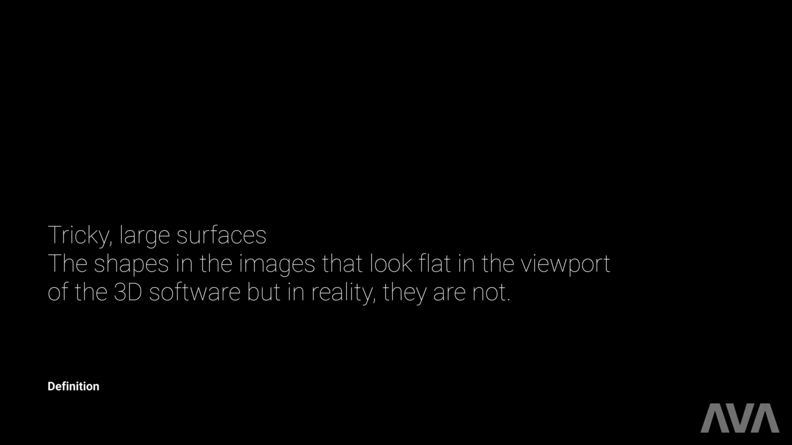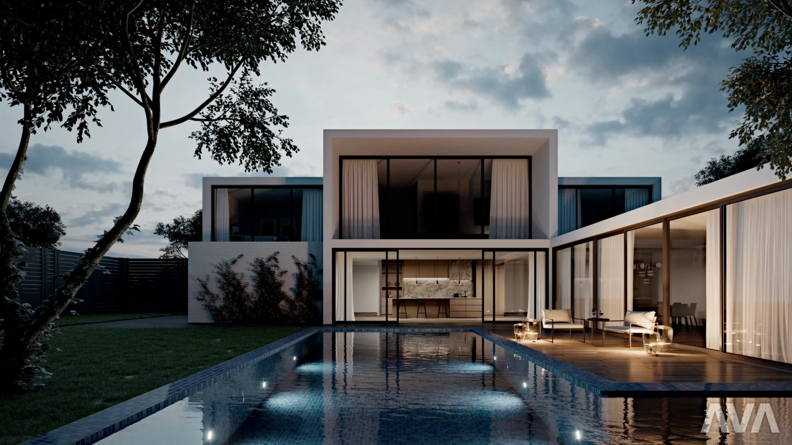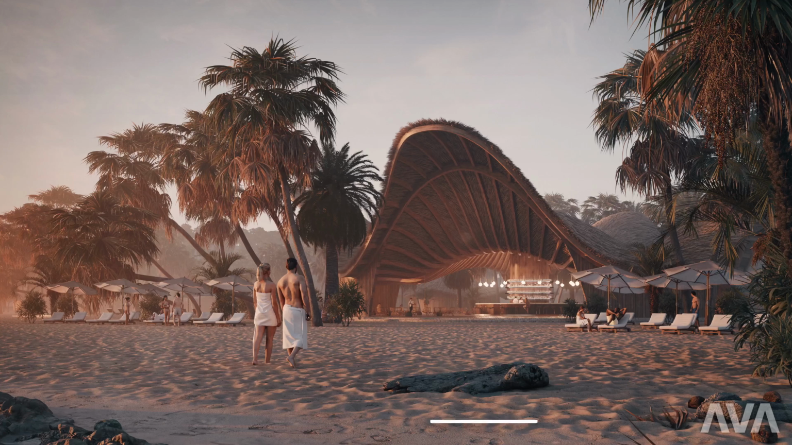And finally, there are also some tricky shapes in the image that look flat in the viewport of the 3D software, but in reality, they are not. This applies to large surfaces that have reflective materials applied to them, for example, water. Another example can be large surfaces with detailed materials on them like grass or sand.